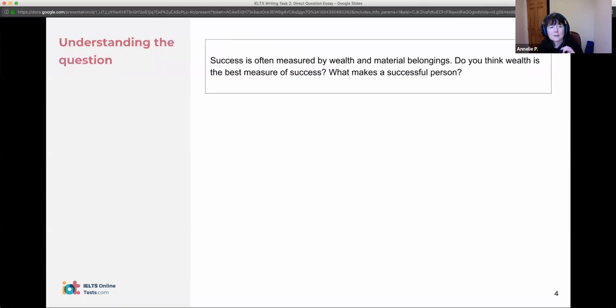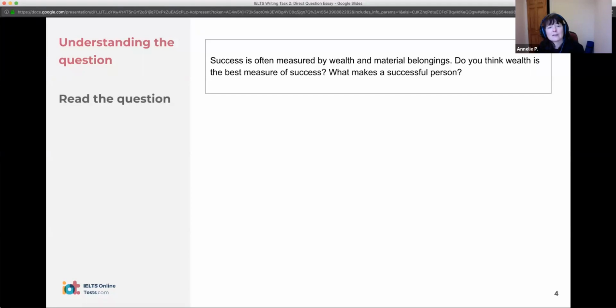Okay. So let's have a look at our specific question. Remember, this week we're doing the direct question or the 2-part question, as somebody put it. So just have a look at the question and tell me what's the overall topic. What are we looking at with this question? Okay, yeah, wealth and what do we really, yes, okay, good, June. The measurement, how we measure success. So success, generally speaking, that is what we are looking at here.